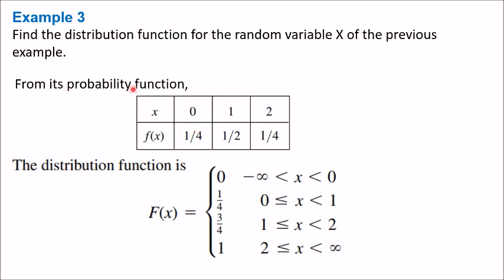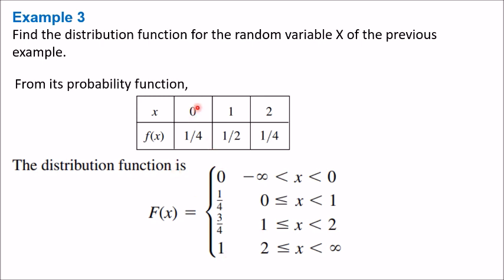Ito na yung ating probability function na nakuha natin dun sa problem number 1. X takes the value 0, 1, and 2. Ito yung number of heads dun sa outcome. And then the probability of these values, for 0, it is 1/4. For 1, it is 1/2. And for 2, it is 1/4. Now, the distribution function is simply as this.